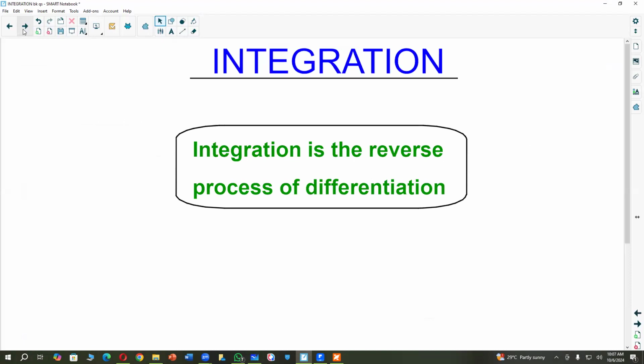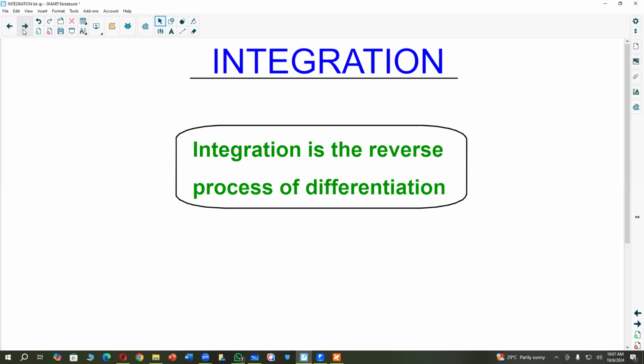Integration is part of calculus, and integration is the reverse process of differentiation. What is differentiation then? Differentiation is basically a technique of scaling down a function. We are decreasing the power. Then what is integration? Integration is actually reversing it. When you differentiate volume, it becomes area, and when you differentiate area, it becomes a linear side. If you reverse it, when you integrate area, it will become volume.